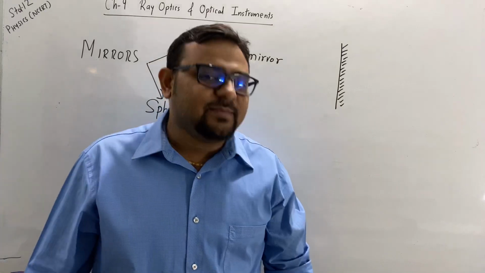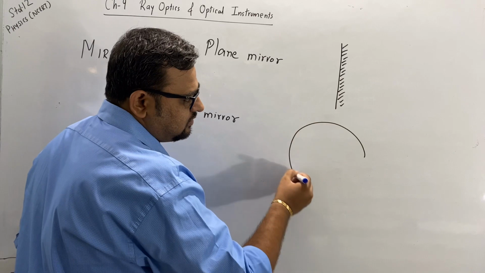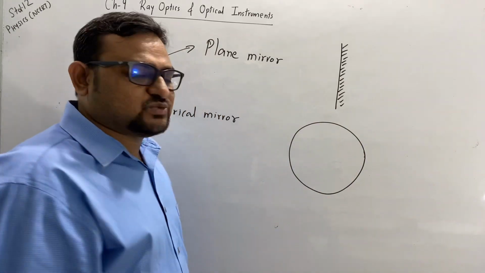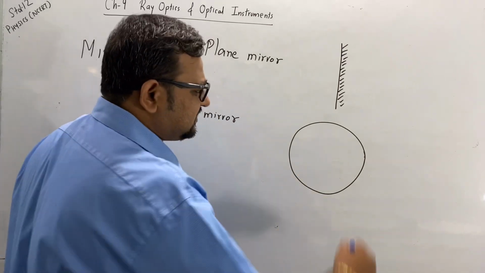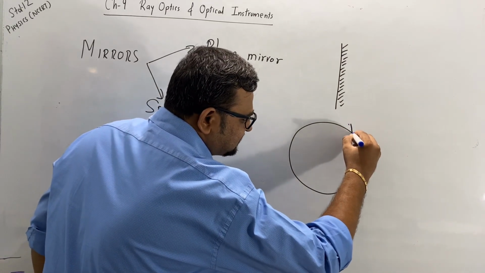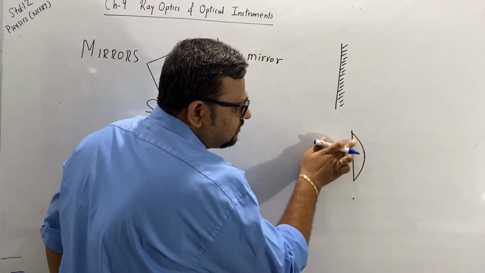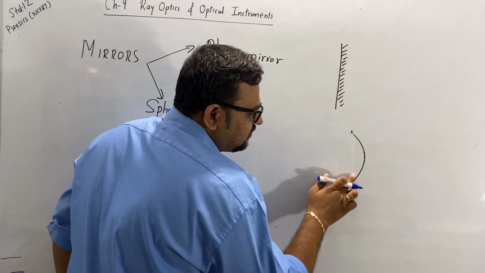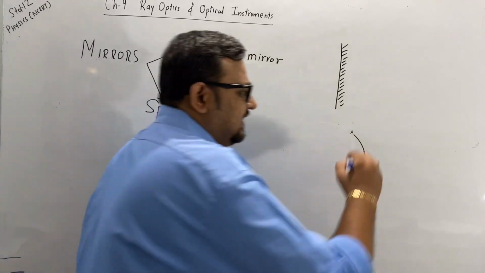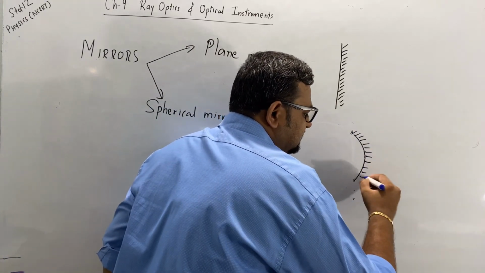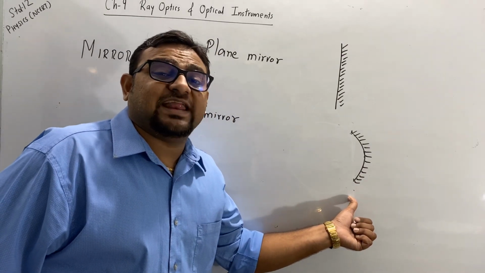Now spherical mirror. What are these spherical mirrors? Let's say this is a spherical shell. Now, this spherical shell, if it is cut in this form, this portion is removed. Now, one of the surfaces is made reflecting, and let's say the back portion is shaded. Then this type of mirror is called a spherical mirror.